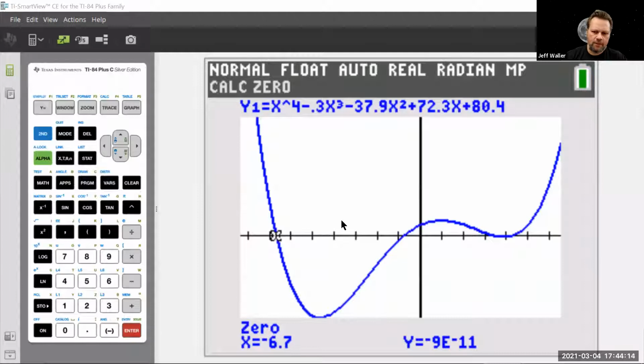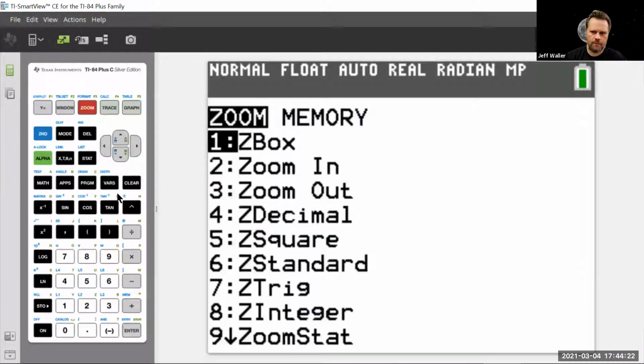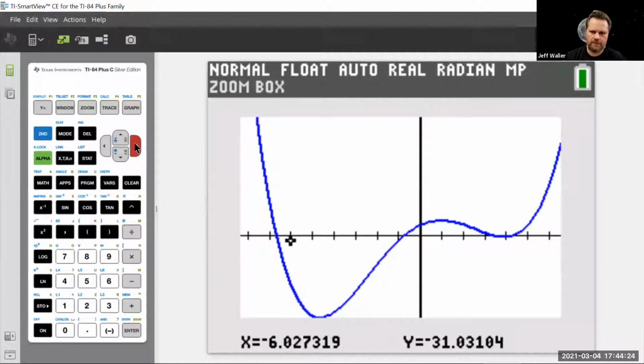Now I can see 1, 2 roots. So let me come over here and zoom in over here. I'm going to use zoom box again. Let me see. I can zoom in really close.